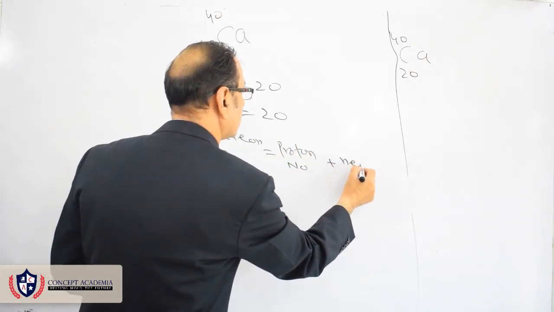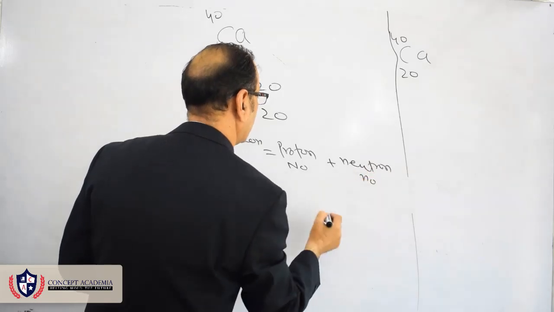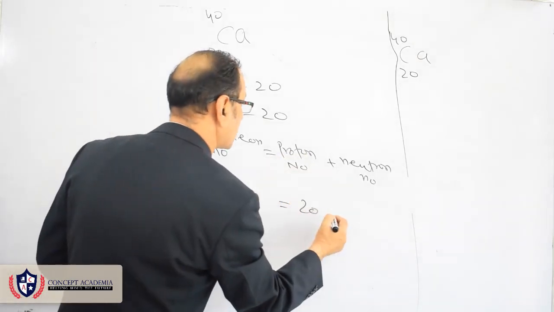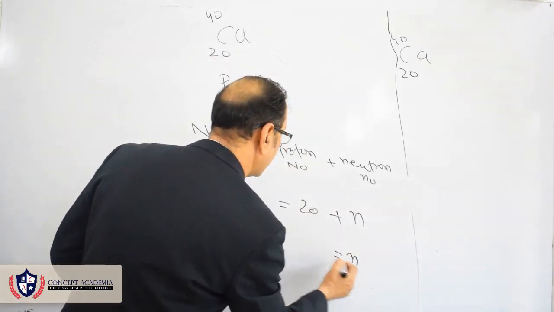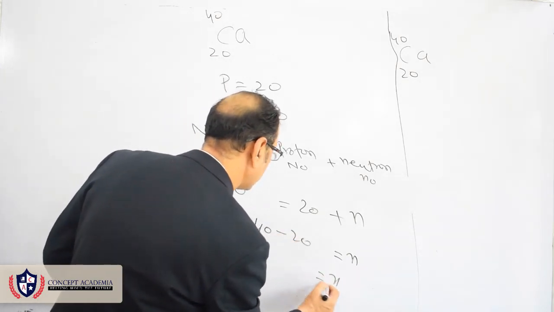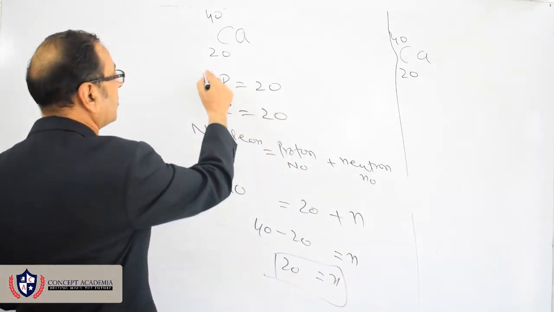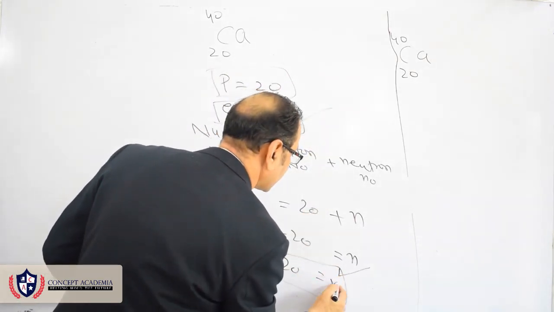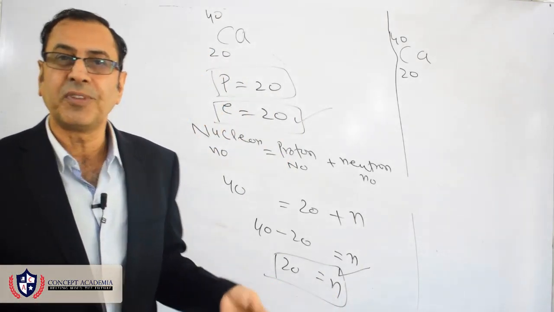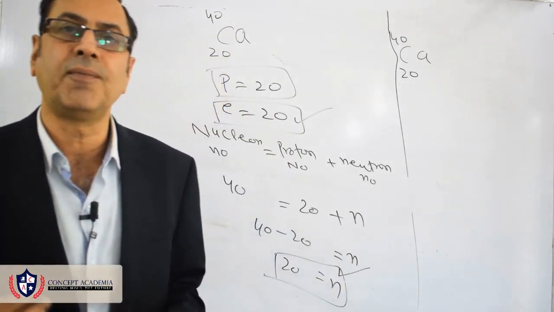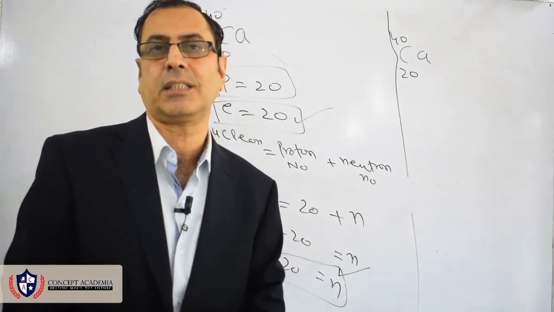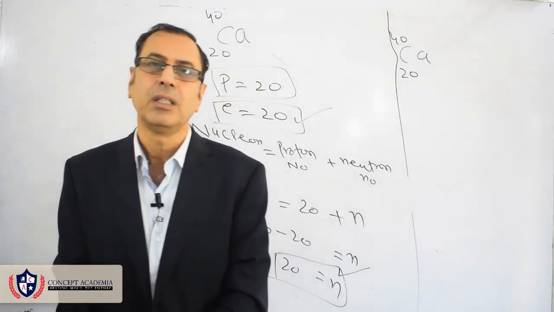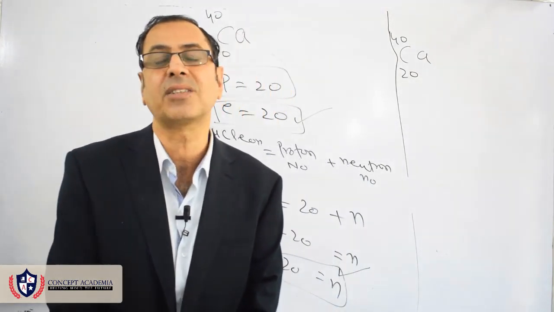And the simple formula we use for finding the neutrons: nucleon number equals proton number plus neutron number. The nucleon number is 40, the proton number is 20, and neutrons are n. So 40 minus 20, so neutrons are 20. So this is how you have found out protons, electrons, and neutrons. With this you can find the protons, electrons, and neutrons of the first 20 elements. If there is any difficulty, you can consult me. I will be here to answer your questions.